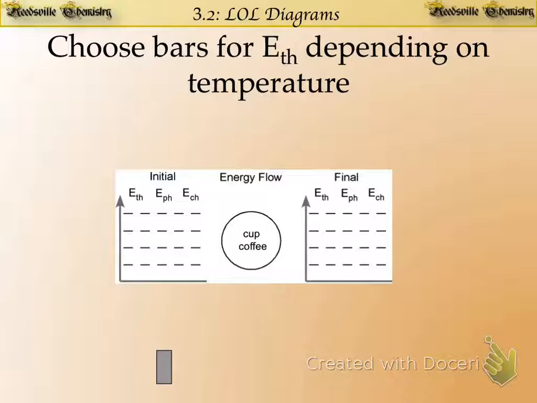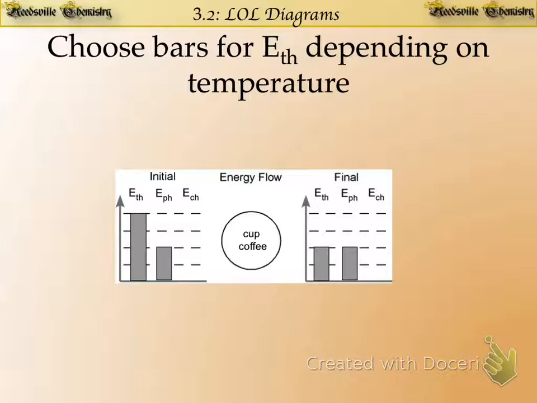Thermal energy, on the other hand, might be tricky. Let's go back to our phase. There's our phase, and there's our phase. Now, look at how many bars I toss in there for E thermal. I'm going to toss in 4 big bars, and only 2 bars at the end of the day. Now, you might say, how do you know to place 4 bars in for E thermal at the beginning and 2 at the end?